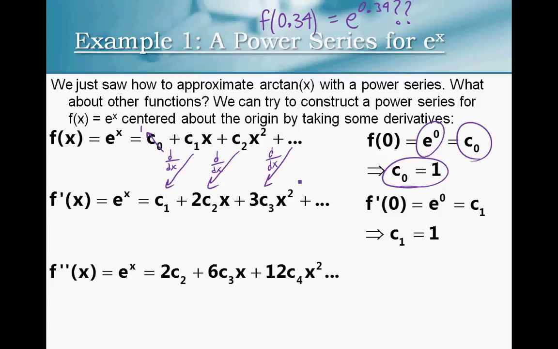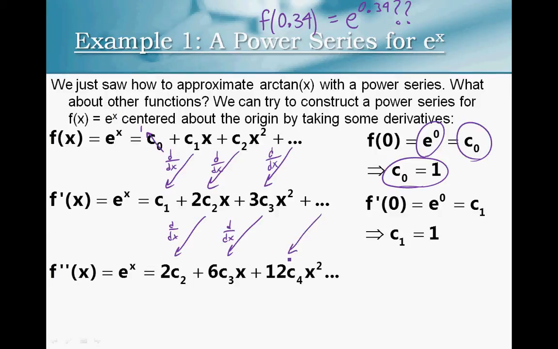E to the x has its second and third and fourth and fifth derivatives, etc., still being e to the x. And I'll do term by term differentiation again. So d dx of 2c2x is 2c2. d dx of 3c3x squared is 6c3x, and so on and so forth. You can continue on in that fashion.